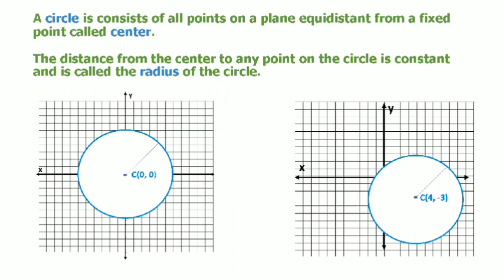Okay, so we also have illustrations of circles with different centers. The first figure is a circle with center at the origin, or at point (0, 0). And the other figure is a circle with center (h, k), specifically at (4, -3).